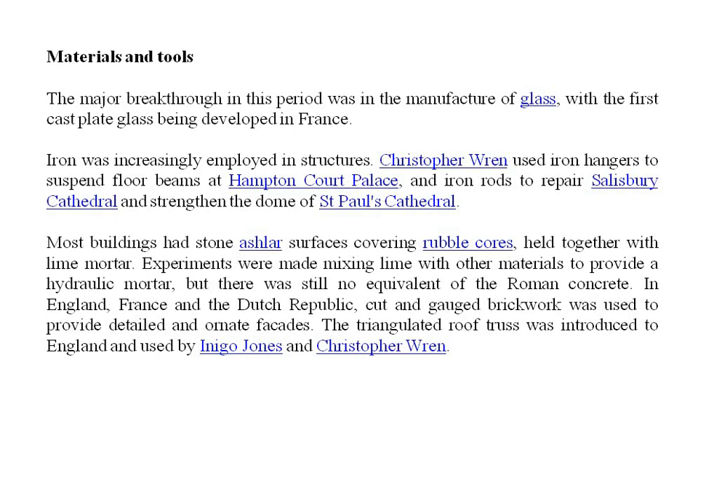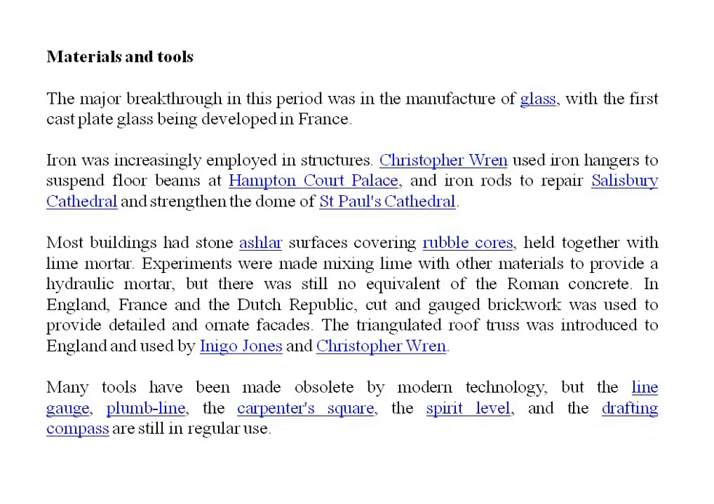Experiments were made mixing lime with other materials to provide a hydraulic mortar, but there was still no equivalent of the Roman concrete. In England, France, and the Dutch Republic, cut and gauged brickwork was used to provide detailed and ornate facades. The triangulated roof truss was introduced to England and used by Inigo Jones and Christopher Wren.